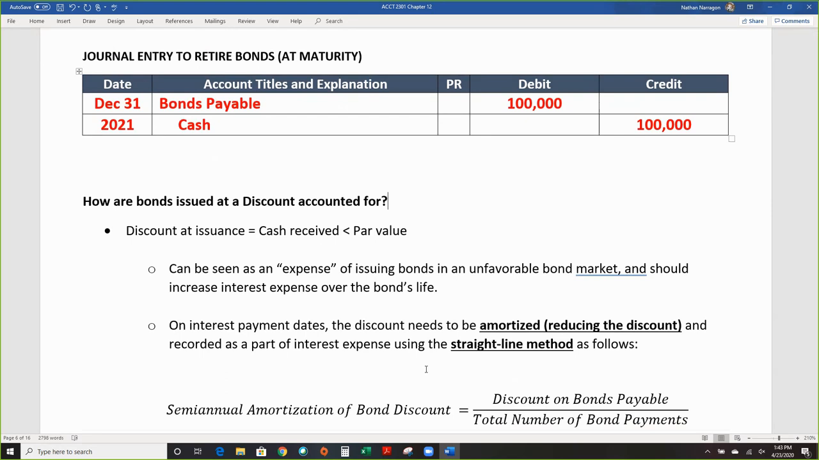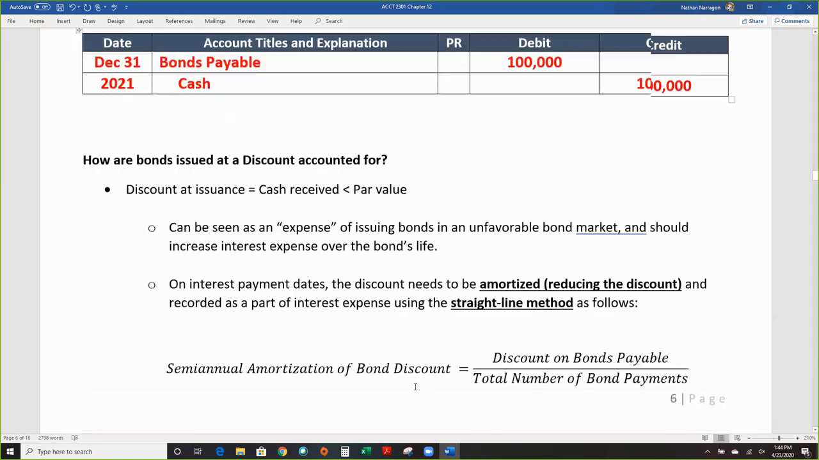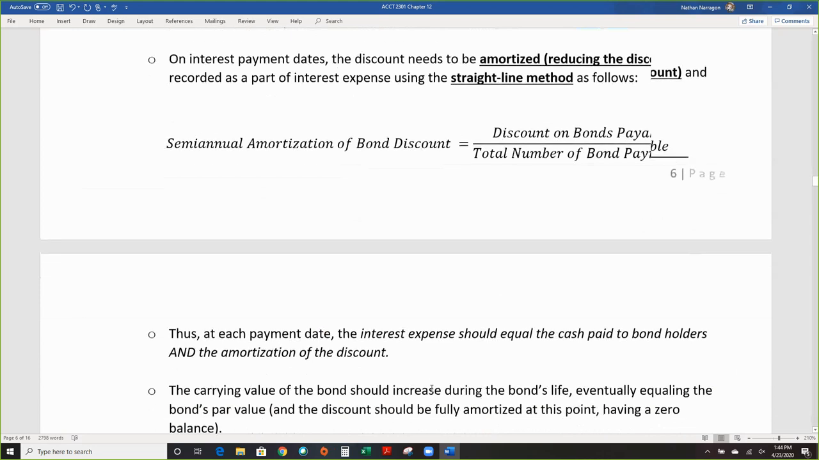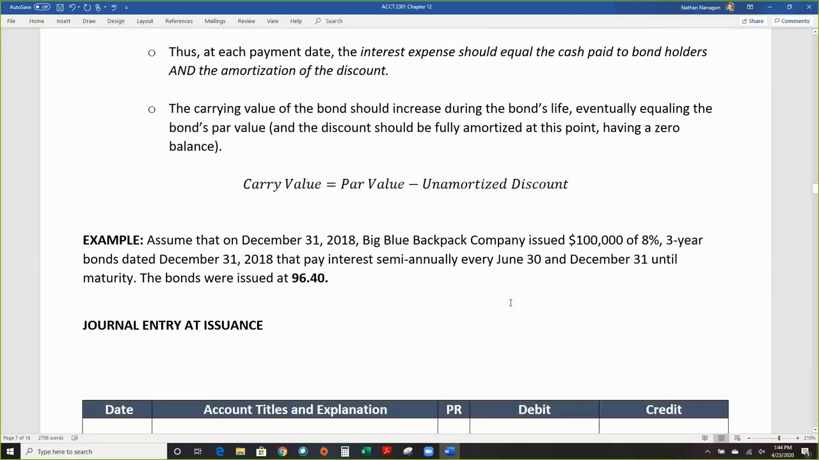So, to help out companies, we actually increase interest expense. But in order to do so, we have to amortize the discount. And when we amortize, it is going to be under a straight line method. So the best way to do it is we want to take a new account called discount on bonds payable and divide by total number of bond payments. Okay? Or basically how many times are we going to pay interest throughout the life of the bond. And then I'll get into carrying value right after it.